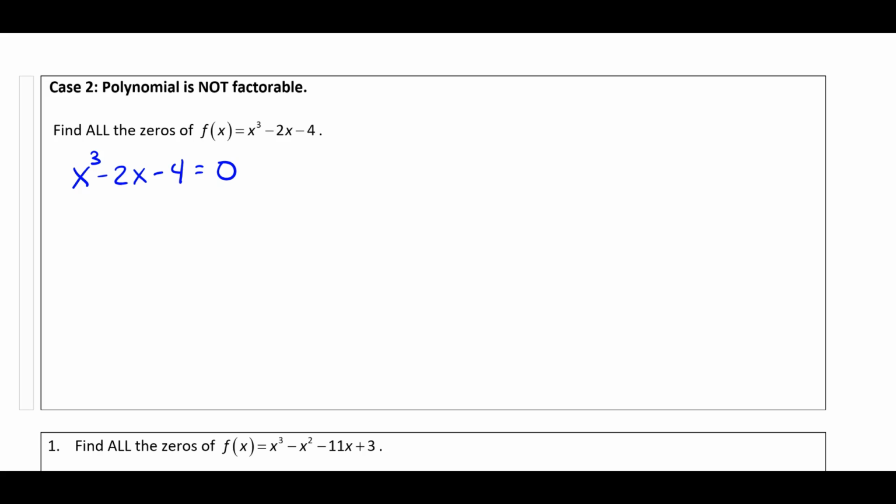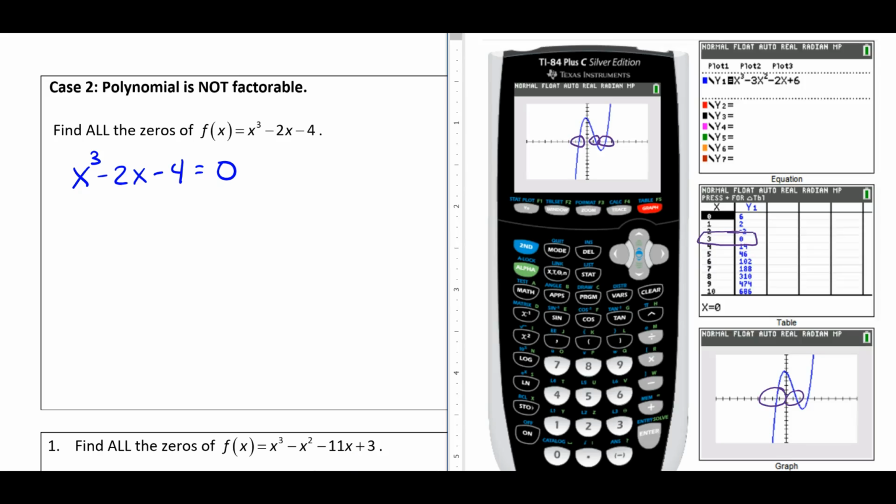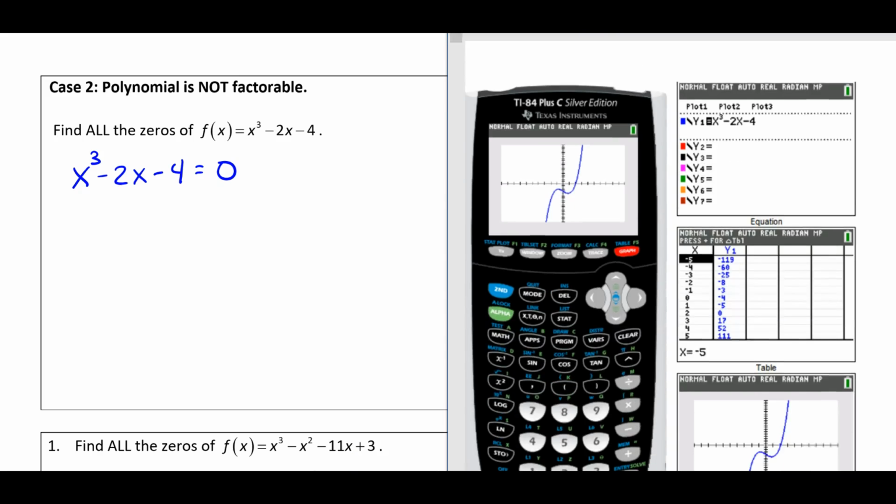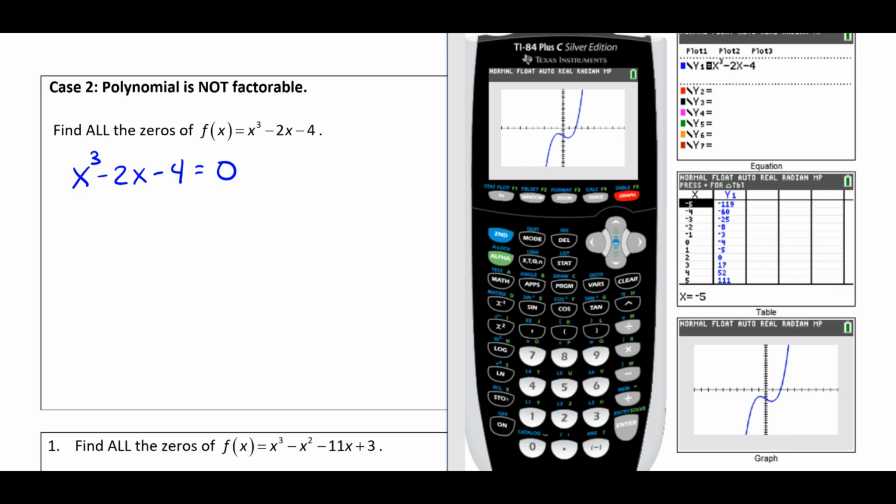So if we look at the graph of this particular function, so if I pull up our graph, this is x cubed minus 2x minus 4. If you notice in this picture, it has one solution right there that crosses the x-axis. So based on this particular picture, I already know that I have one real solution and the other solutions are going to be imaginary because this graph only intersects the x-axis one time.